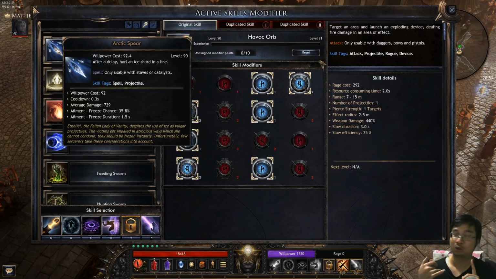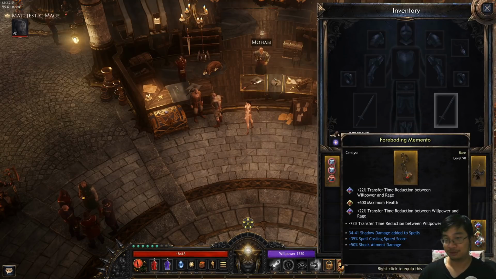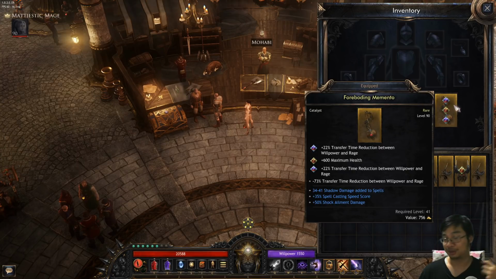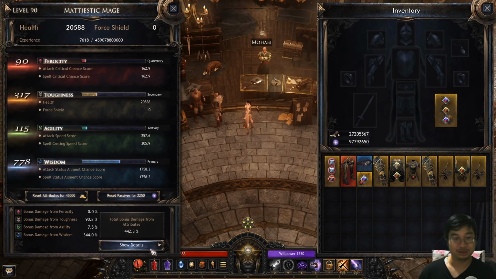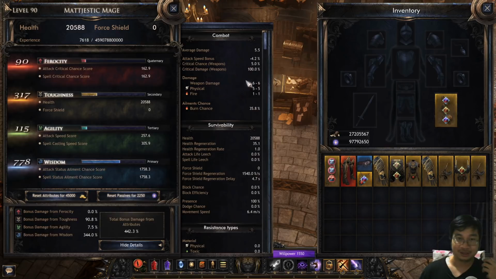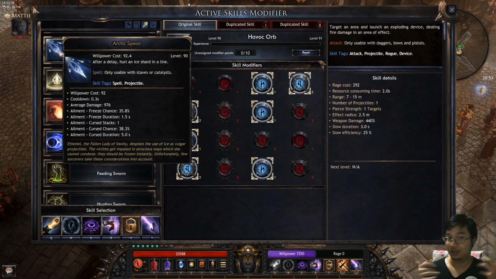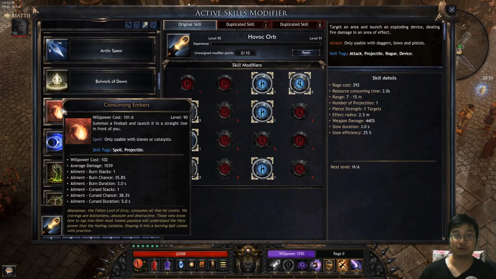Now we're supposed to get 2 alignments on the spells. In order to do so, we're going to have an item that gives us shadow to spells. So here we have shadow damage added to spells. And what this allows us to do is, this we can't see anywhere on the board, but if we go back to the spells, you can see we have a curse alignment added to this freeze. We have a curse alignment added to fire, to burning. So now we have 2 alignments.